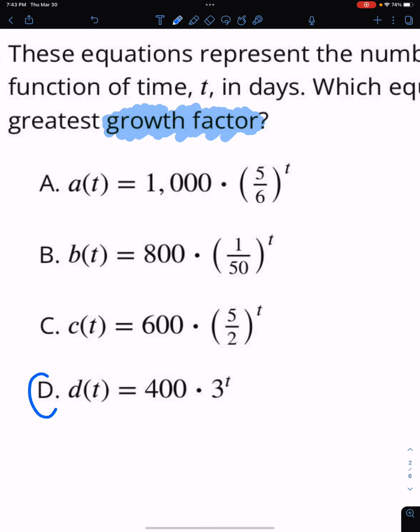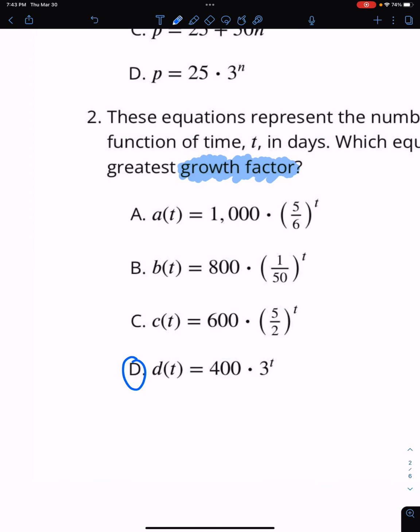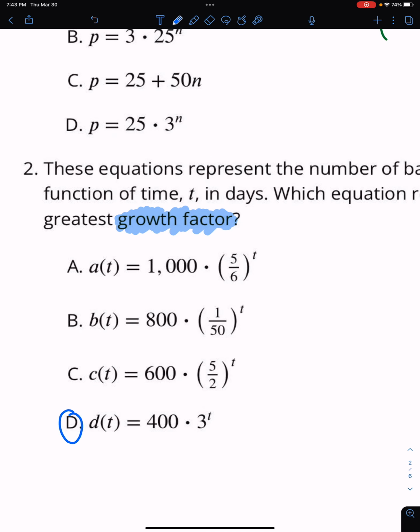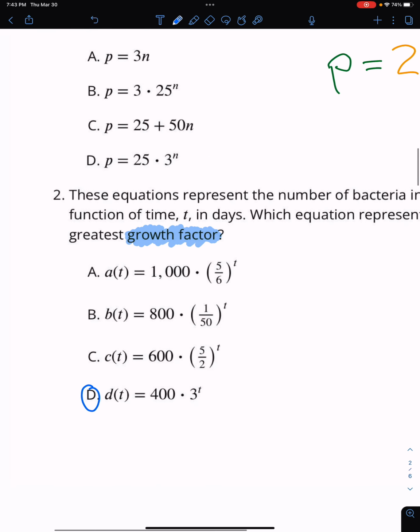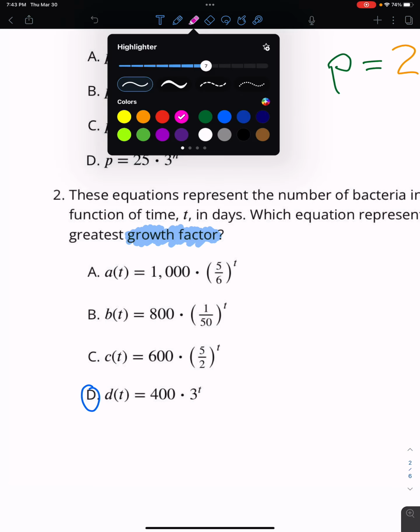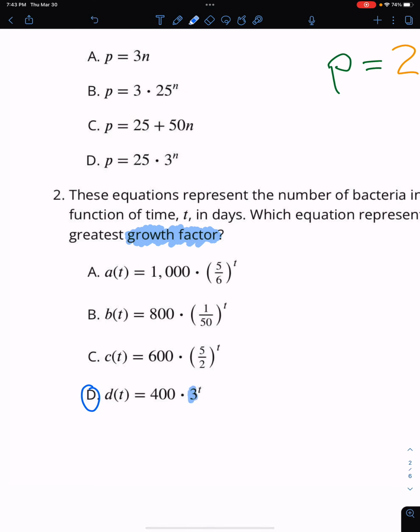We're going to go with D, petri dish D. It only started with 400, but it's going to triple every day. And there's our greatest growth factor. This 3 right here. Here's our growth factor. It's the greatest.